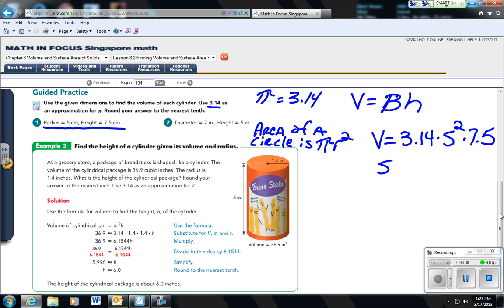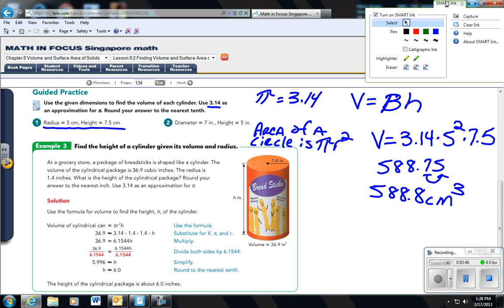And we get 588.75. It asks us to round that to the nearest tenth, and the 5 is big enough to change the 7 to 588.8. Then we label that centimeters, and since it's area, centimeters squared. Oh, I'm sorry, it's not area, it is volume. So it's 588.8 centimeters cubed. We're finding the volume of the cylinder, so centimeters cubed. If you want to try number 2 and then see the answer, go ahead.